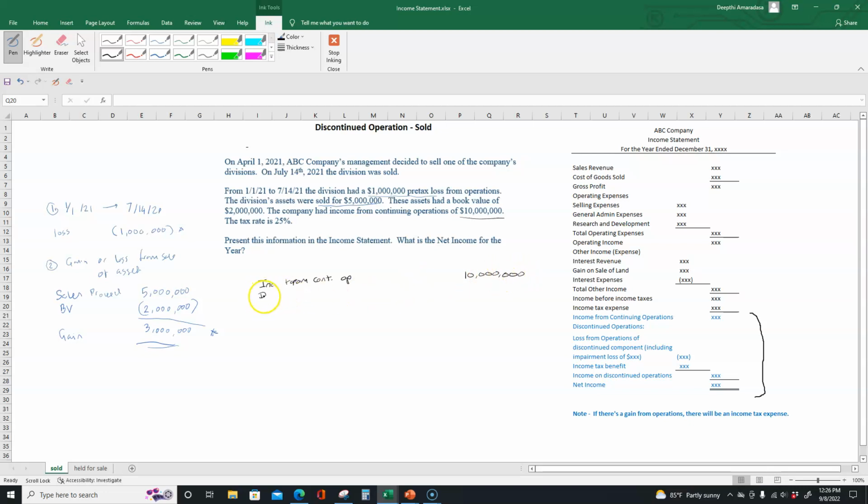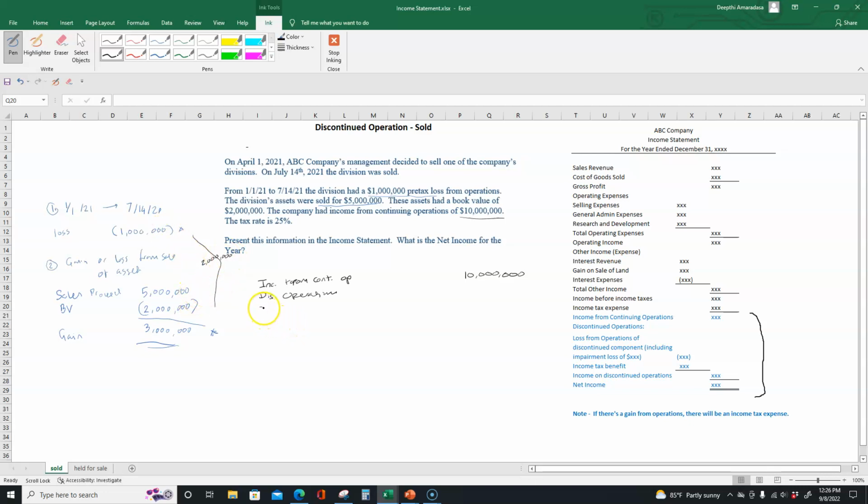Then we list out our discontinued operations. We've got a gain in this case. So let's combine the two. What do we have? We have a gain of 3 million and a loss of 1 million. That's a total gain of 2 million. When we combine these, that's a total gain of 2 million.